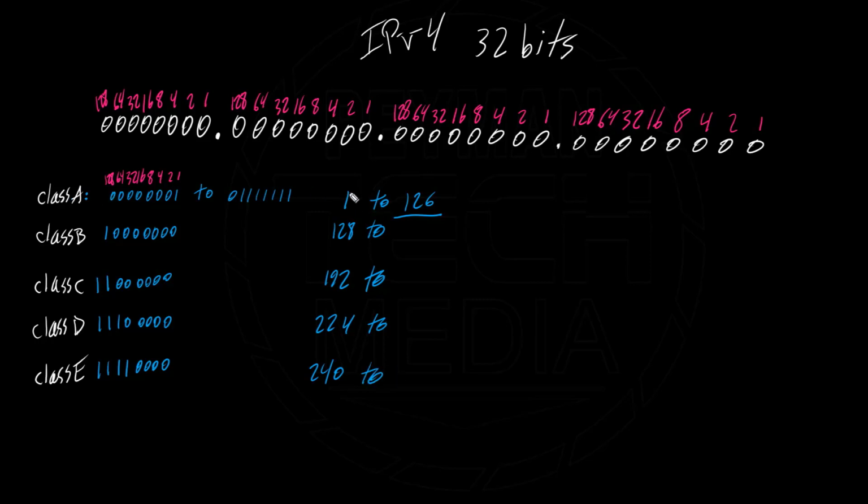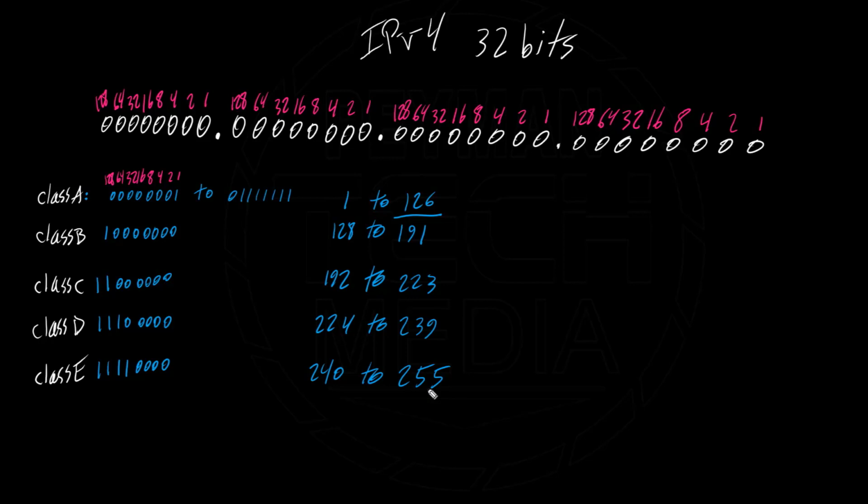And here we can see class A goes from 1 to, as we talked about, 127 is reserved for the loopback, so we are using 126. Then the next one is 128, right? So 128 to what number? One less than the next one. So 128 to 191. For class C, the range is 192 to what number? One less than the next class range, so 192 to 223. And for class D, 224 to what number? 239, one less than the next one. And for class E, 240 to what is the maximum number? 255.